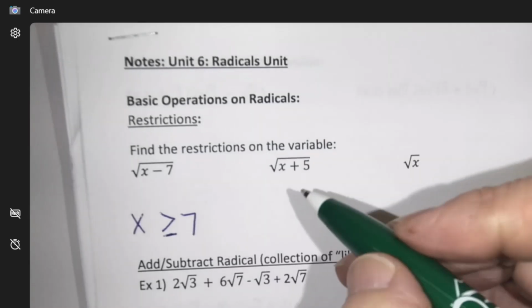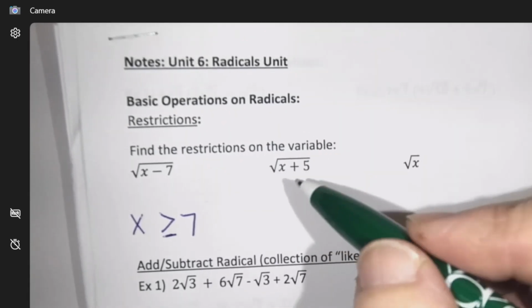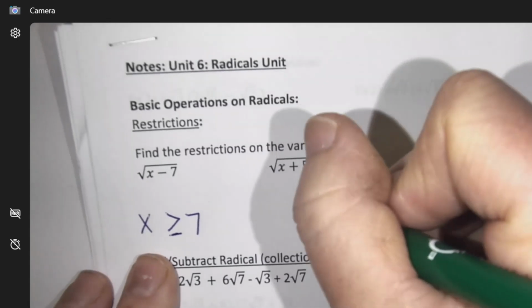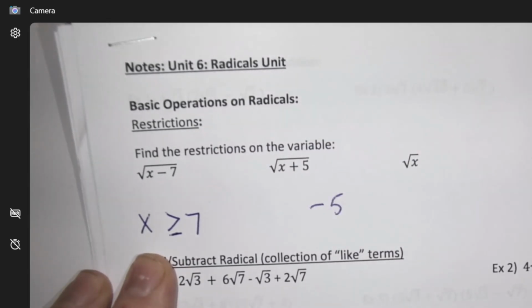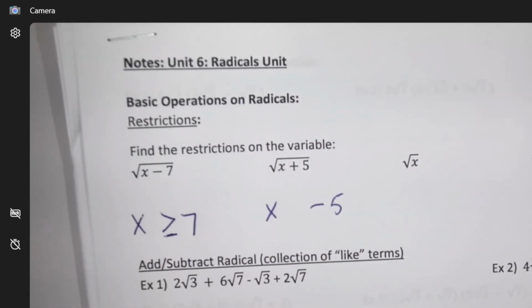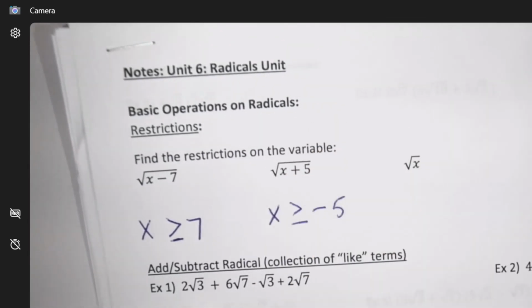Okay, just making sure that this doesn't go negative. So what keeps this positive or 0? So for me, I always think about, well, what makes it 0? Negative 5 makes it 0. And what do you have to be? Do you want to be bigger than that number? Smaller than that number? You want to be bigger or equal to it?